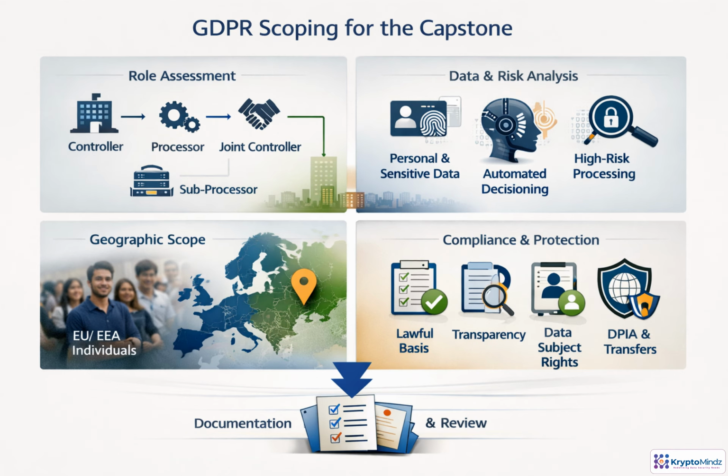Treat GDPR scoping as a sequence of gates. First, clarify your role: controller, processor, joint controller, or sub-processor. Then map the data: personal data, sensitive data, profiling, automated decisions, and any human review. Next, ask whether EU or EEA individuals are affected. If GDPR applies, identify the lawful basis, transparency duties, rights workflows, retention, transfer mechanism, and whether a DPIA is triggered. The capstone output should be documented reasoning, not just a yes or no conclusion.